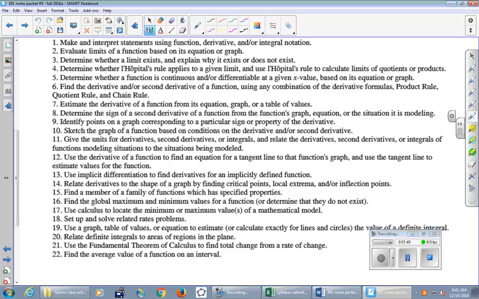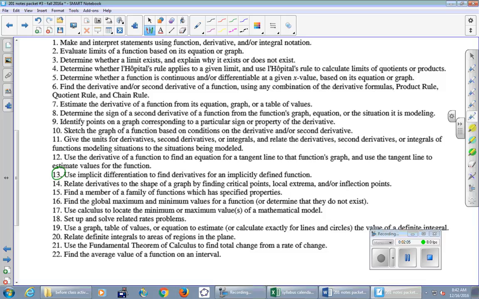So for example, if I were to take a look at number 13, it says, I want you to be able to use implicit differentiation to find derivatives for an implicitly defined function. So to be prepared for this final, I want you to be able to go through this list and be able to imagine the kinds of problems that I'm going to ask you, and then have a process in your mind that you follow for each of these kinds of problems.